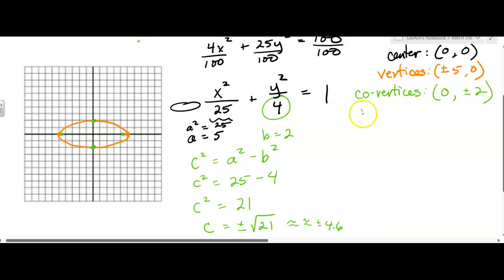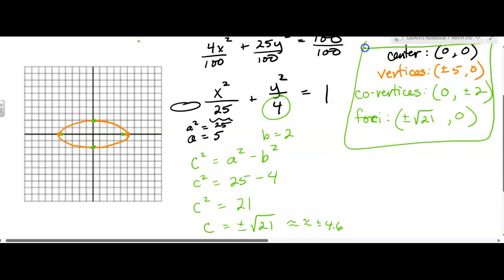Okay, so the foci, they do not want a decimal approximation on this. They're going to want plus or minus the square root of 21, comma 0. Okay, so there's all the information we need and the graph, and it's a beautiful ellipse.